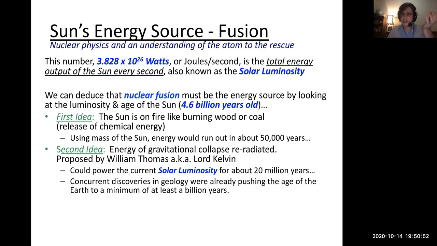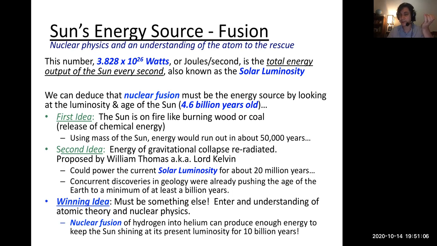It took until we understood the atom, until we had a concept of the atom and a concept of splitting and combining the atom, a full atomic theory that included fusion and fission, nuclear processes. That is how we power the sun. It must be something else, and we needed nuclear physics and atomic theory. The nuclear fusion of hydrogen into helium can produce enough energy to keep the sun shining at its present luminosity, this ridiculous 3.828 times 10 to the 26 watts, and it can power the sun for 10 billion years.